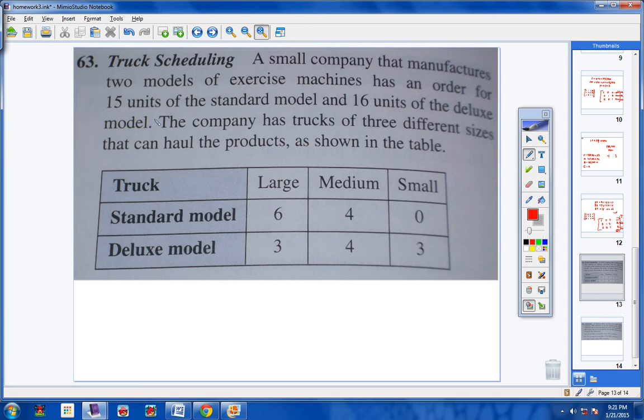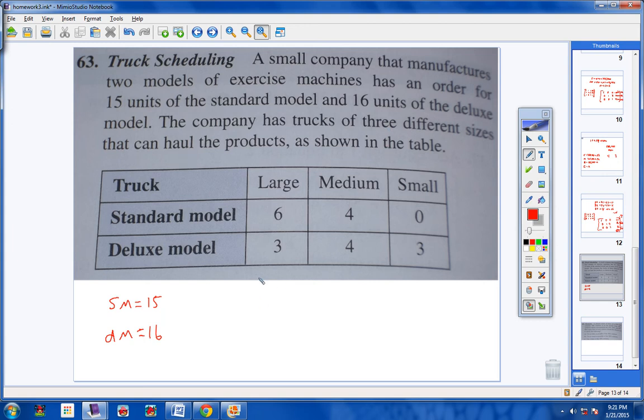A small company that manufactures 2 models of exercise machines has an order for 15 units of the standard model and 16 units of the deluxe model. The company has trucks of 3 different sizes, as shown in the table.